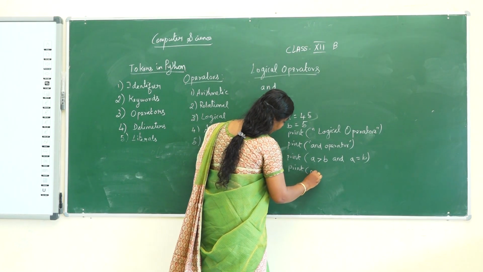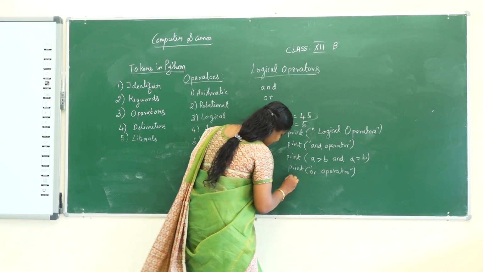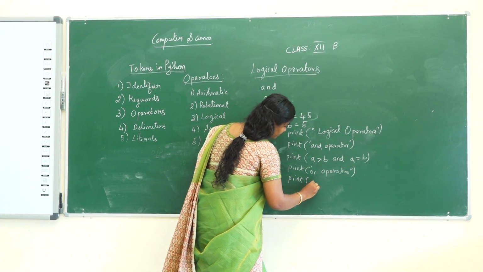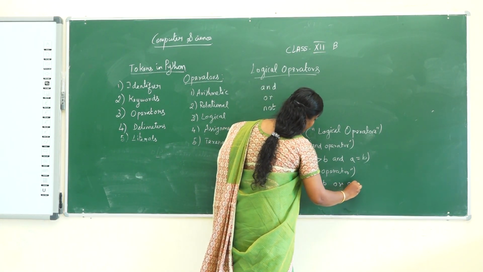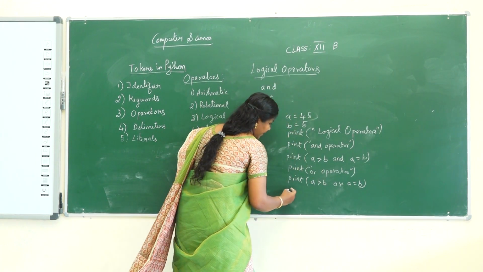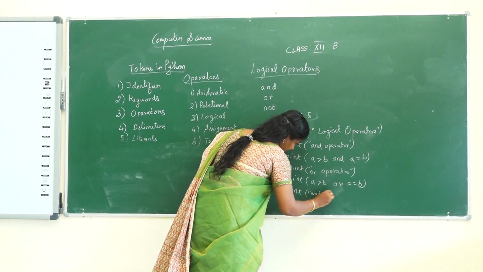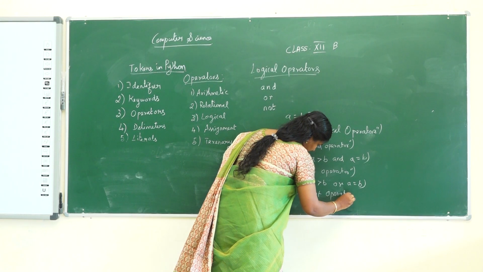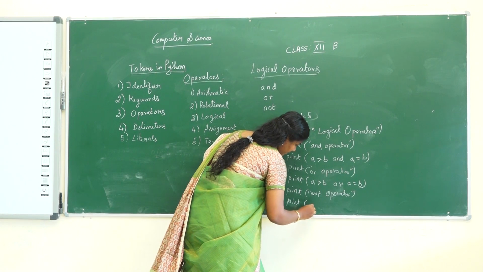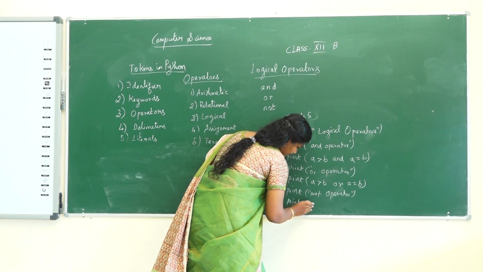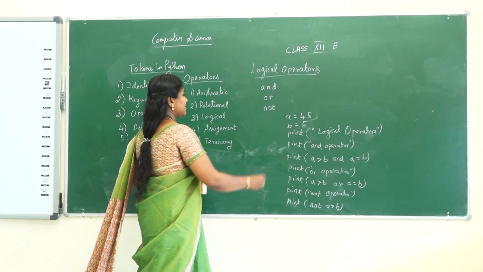So print OR operator: A greater than B or A equal to B, I am giving. And the next one, print NOT operator. So print not A greater than B. Okay, so this is the program.